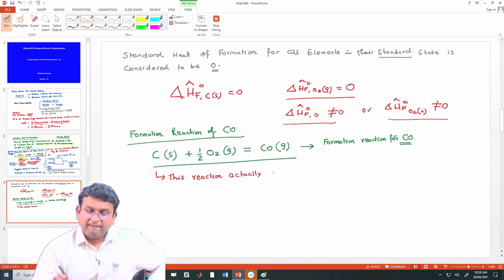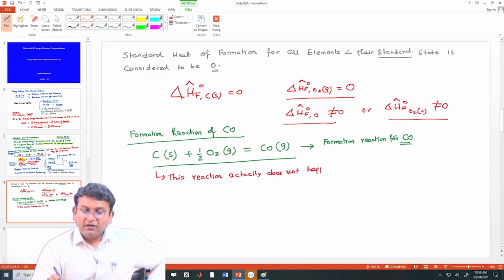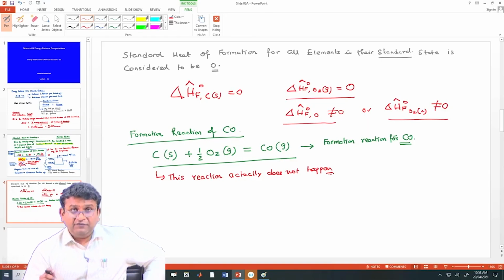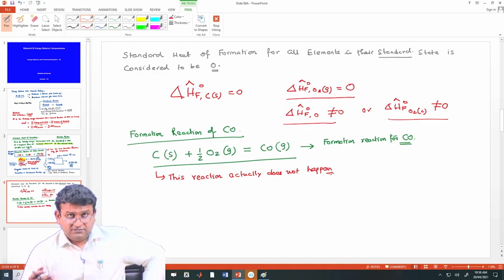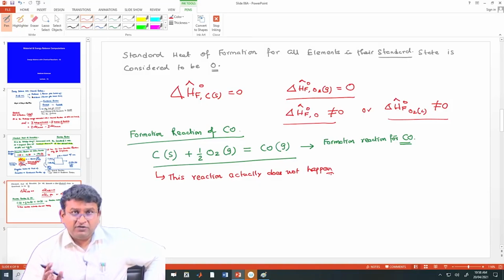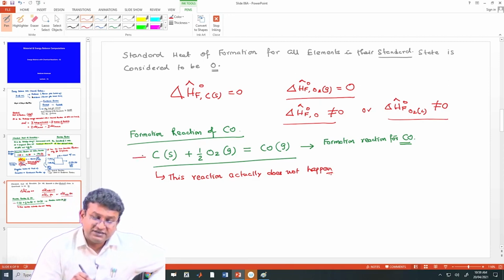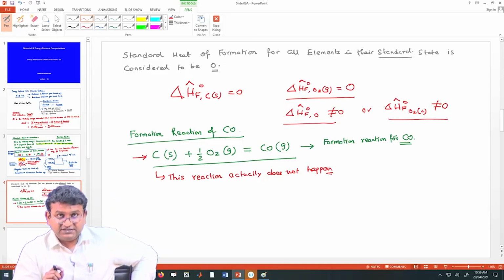Actually, it does not happen. Why? Because if in a reactor you take carbon and half the number of moles of oxygen, and react, you know what will happen? Half the amount of carbon will get converted to carbon dioxide, and the other half of carbon will remain unreacted, but you cannot get CO. However, that is not the consideration while writing the formation reaction.